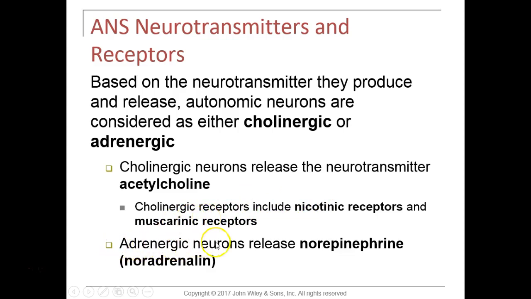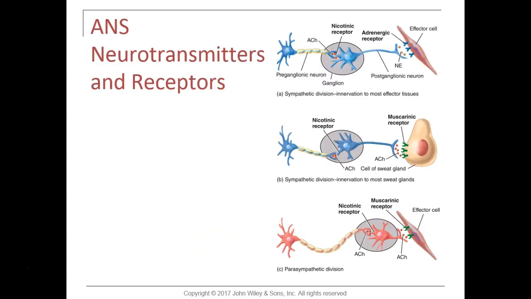Adrenergic neurons are neurons that release norepinephrine as its neurotransmitter. And the receptors that bind to norepinephrine from the sympathetic system or from epinephrine and norepinephrine from the adrenal medulla are referred to as adrenergic receptors, which we have to look at what those types of receptors are. So here we have some pictures that demonstrate the pre and the postganglionic neurons in the sympathetic and the parasympathetic nervous system. We'll do the sympathetic system first.